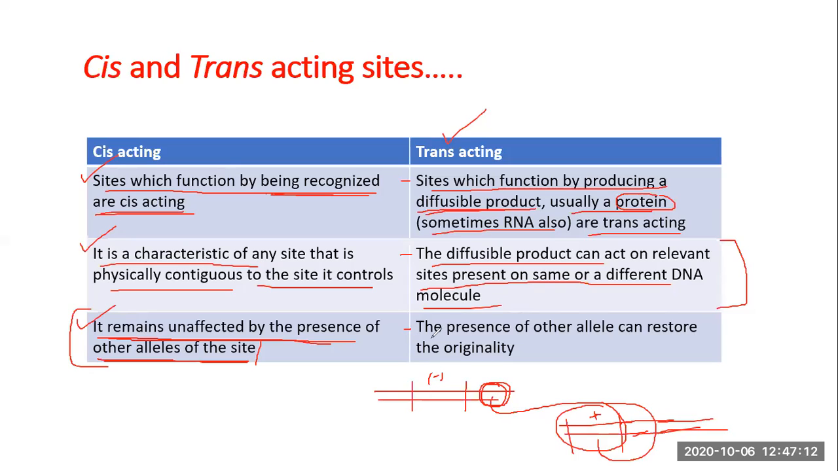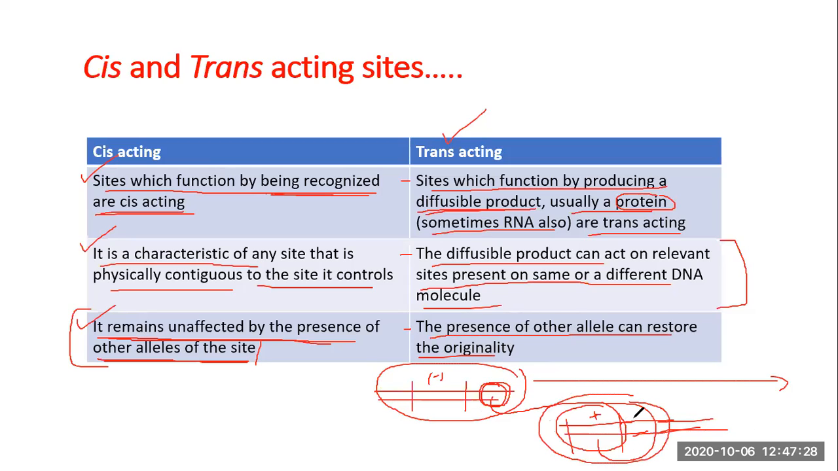Third characteristic is that the presence of another allele can restore the originality. Okay, so originally when Lac I gets mutant here, the operon was constitutively expressed. All the time it was expressing. But when you add the other allele, which is wild type, it can restore the originality. Means the wild type inducibility is restored when you make it partially diploid for that particular gene, right? So this is very important. Please try and understand. I'll share this PowerPoint presentation with you in the classroom.